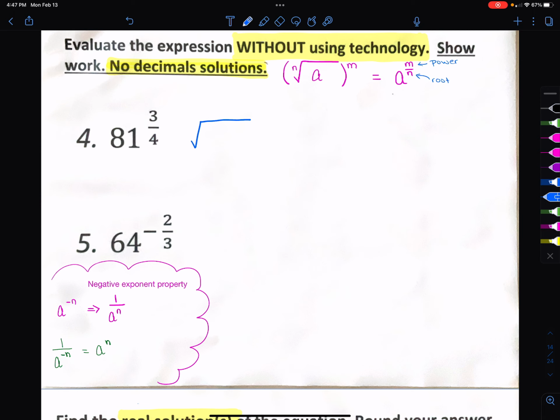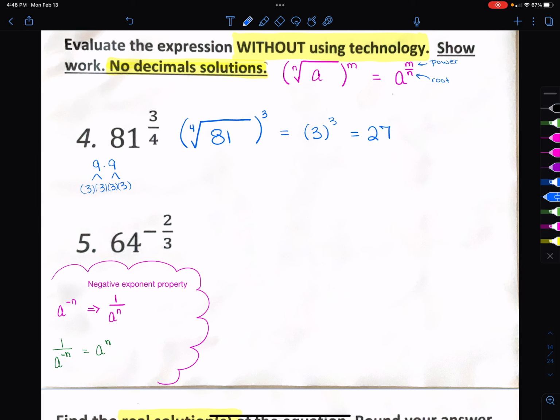Okay, so I am going to have 81 to the 4th root and to the power of 3. Okay, the 4th root of 81. Now, if you don't know the 4th root of 81, do you know the square root of 81? Well, that would be 9 times 9. So if I had 9 times 9, and I broke that apart even further, so that it's all the same value, that would be 3 times 3 times 3 times 3. That is the 4th root of 81. So I would have 3 to the 3rd power, and 3 to the 3rd power gives me 27.